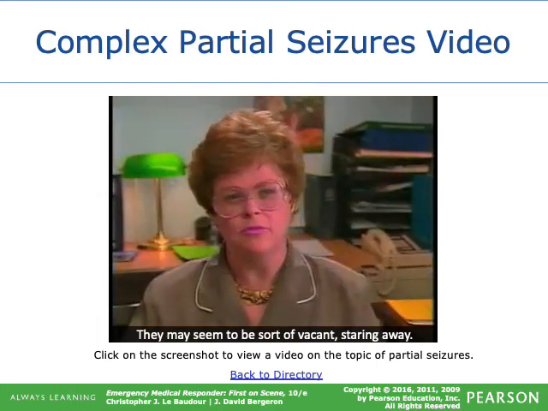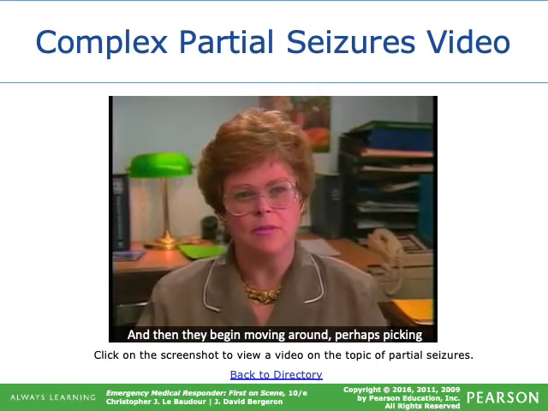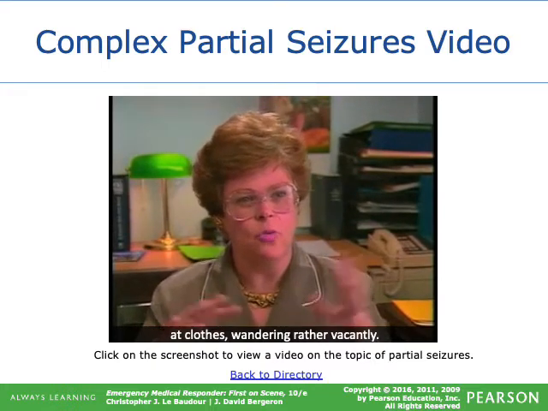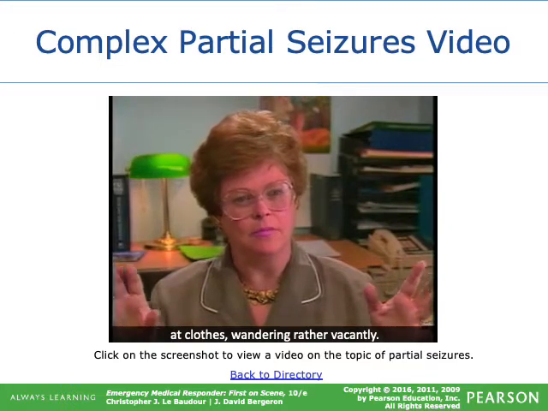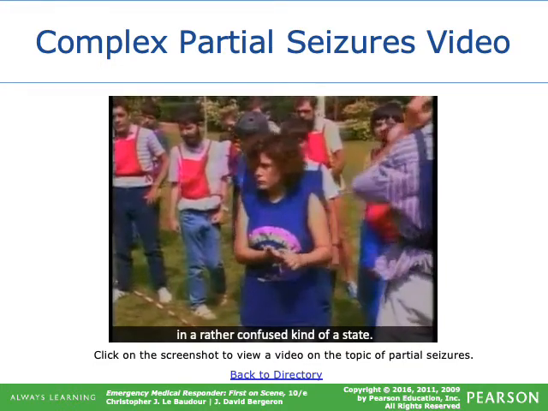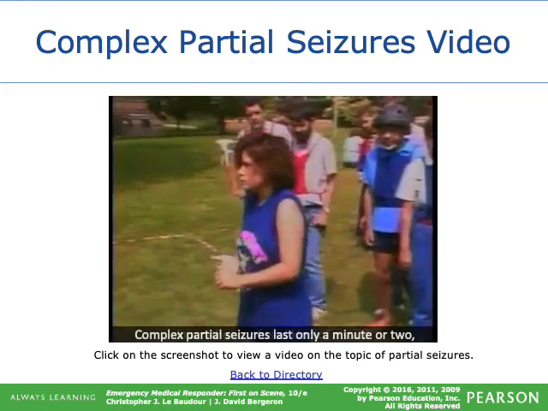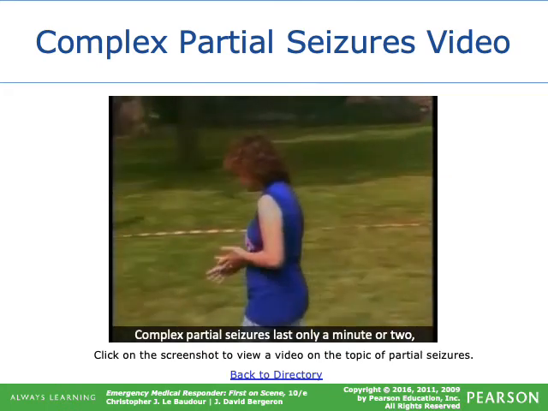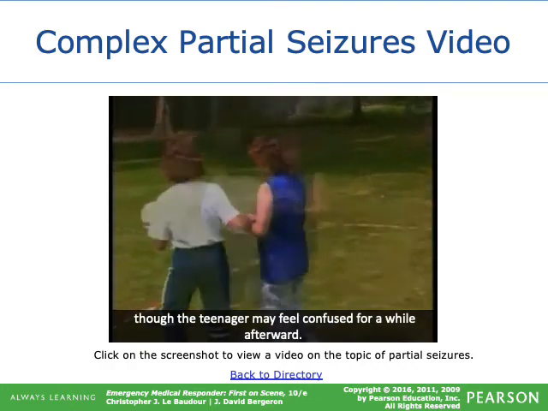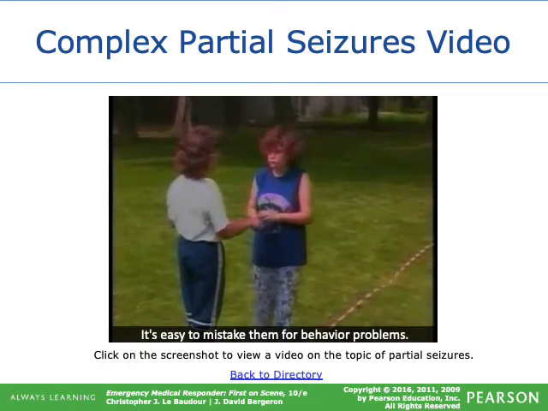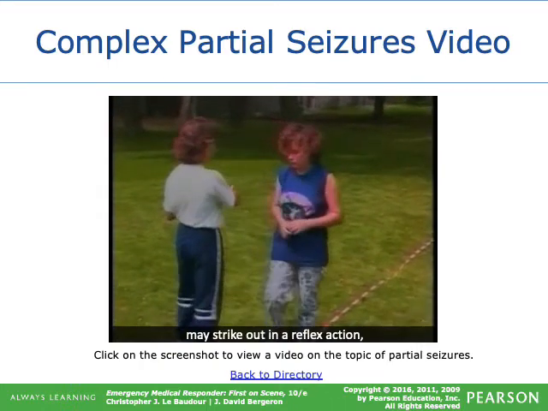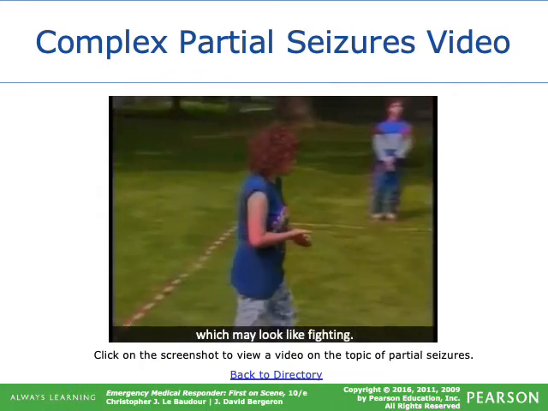They may seem to be sort of vacant, staring away, and then they begin moving around, perhaps picking at clothes, wandering rather vacantly, sometimes pushing people away because they're essentially in a rather confused kind of a state. Complex partial seizures last only a minute or two, though the teenager may feel confused for a while afterward. It's easy to mistake them for behavior problems. If restrained abruptly, the adolescent may strike out in a reflex action, which may look like fighting.